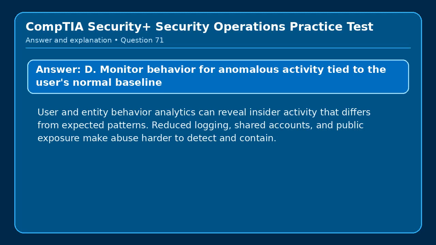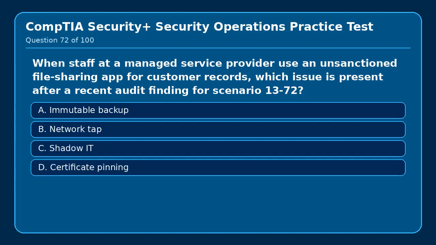Question 74. An attacker tries a few common passwords against many accounts at a city agency. Which attack is most likely while documenting the incident ticket for scenario 13 to 74? A. SQL injection. B. Pass the ticket. C. Password spraying. D. MAC filtering. Take a moment to choose your answer.